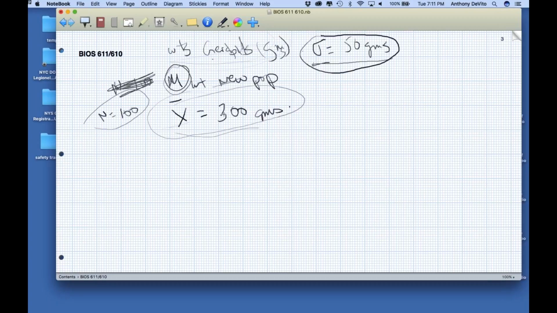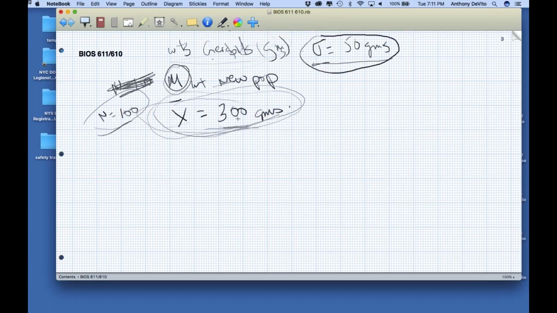Now I can go and tell someone, well, I randomly sampled 100 gerbils and I found an average weight of 300 grams. So I think I know roughly what the average weight of these gerbils is, probably around 300 grams. Well, wouldn't it be nice if we could express with better precision how well we know the weight of those gerbils?